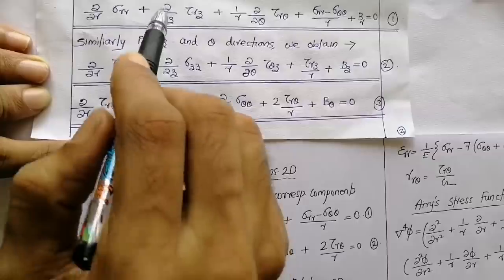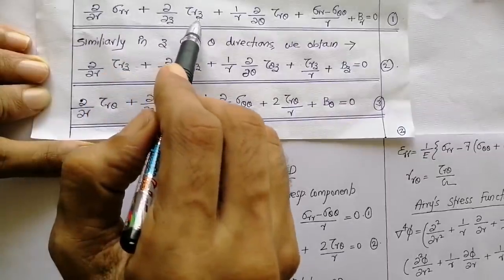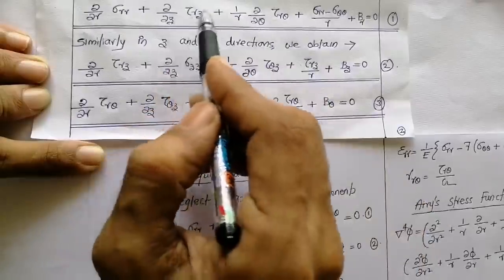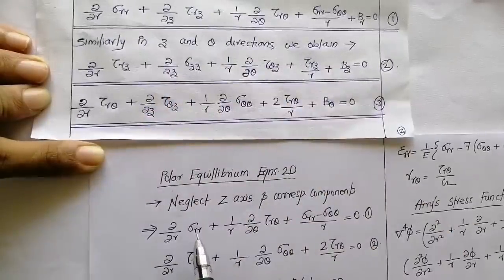Now if you carefully analyze equation 1, you can see tau rz, this is acting in z direction, so this must be 0. So this term we are neglecting. So what is the equation? Dou by dou r sigma r plus 1 by r dou by dou theta of tau r theta plus sigma r minus sigma theta by r equal to 0.